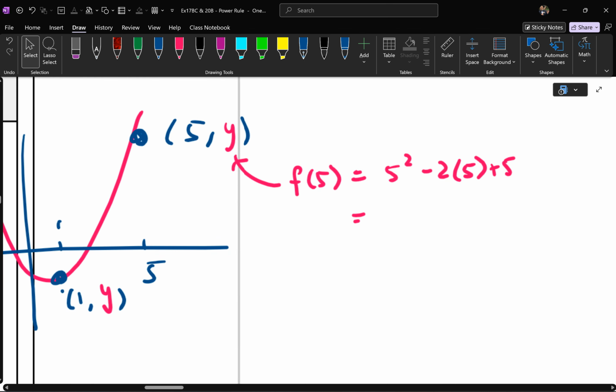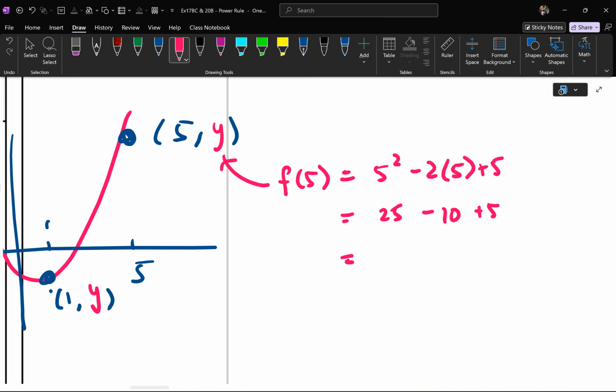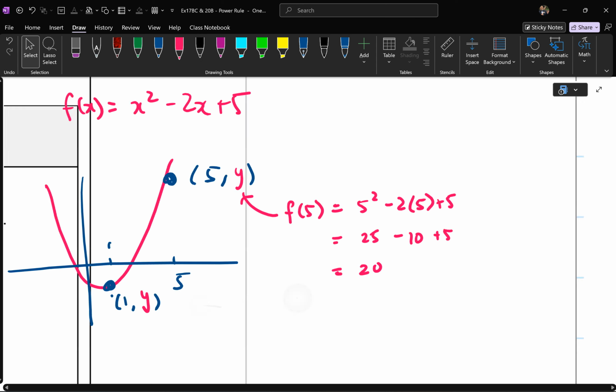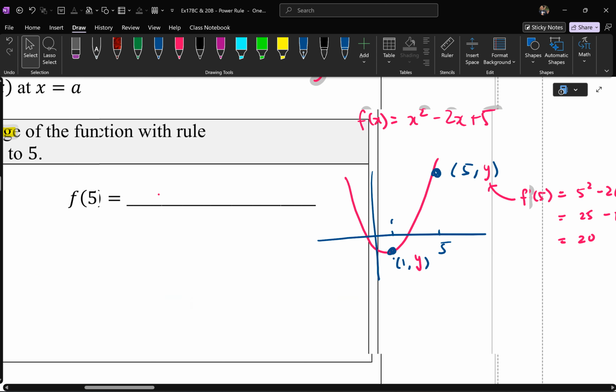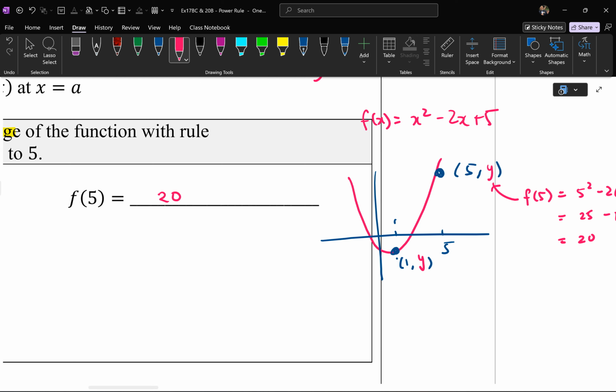5 squared, which we know is 25. So 25. Take away 2 times 5, which is 10. Plus 5. What does that evaluate to? Let's go with Artie. 25 take away 10 plus 5. 20. So that means f of 5 is 20. But what is f of 5? Remember, f of 5 is just finding the y value. So now I've got this point, 5, 20. So this is back in year 9. That's your x value. You can call that x2 if you want, x2, y2. So you got x2, y2 now.